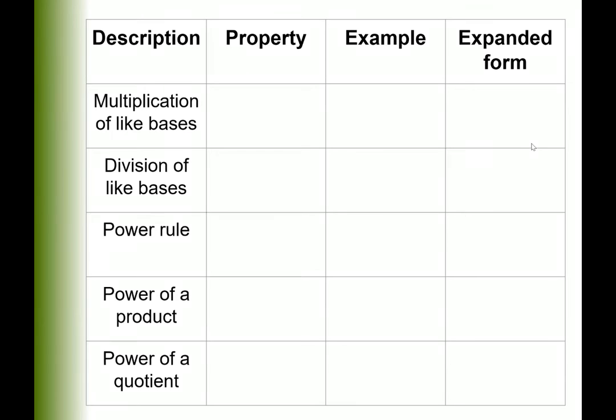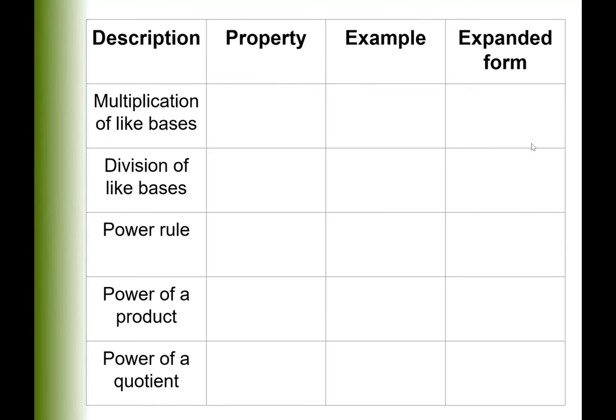Okay, before you, we have a table. We have the 5 descriptions or situations of exponent rules: multiplication of like bases, division of like bases, power rule, power of a product, and power of a quotient. The property column is just going to cover what that rule is. Then we'll do an example, and then we will stretch it out in expanded form so that you get a bigger idea of what it actually looks like.